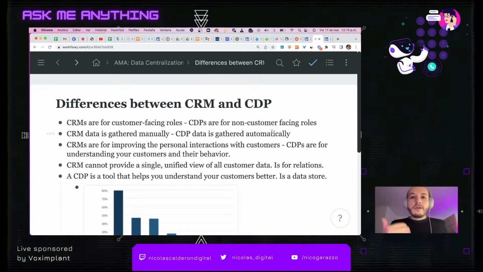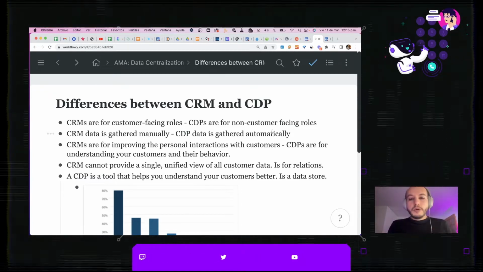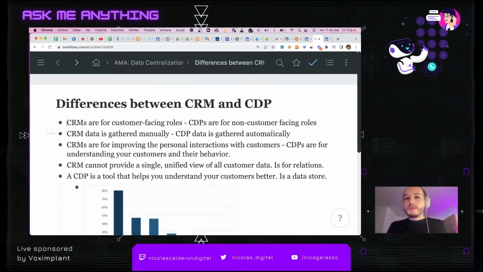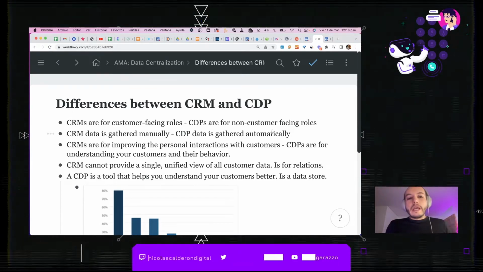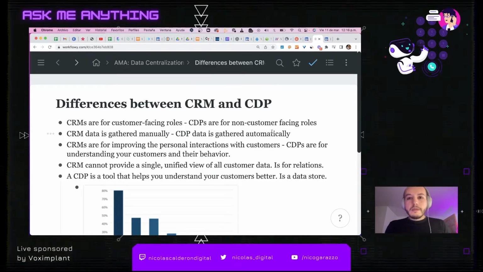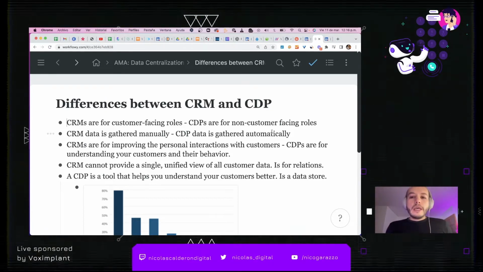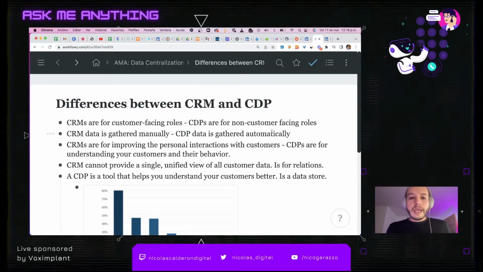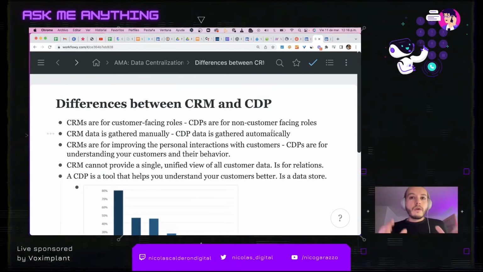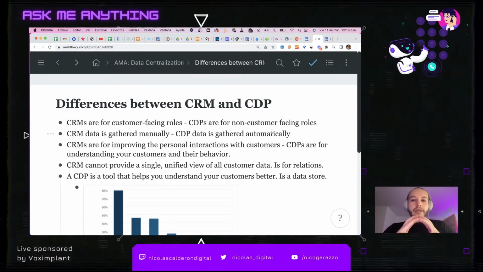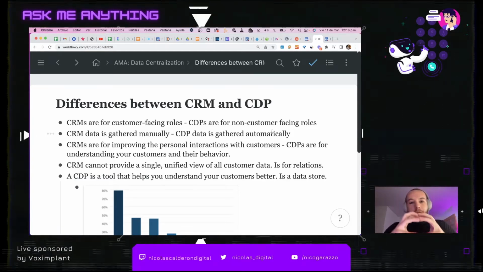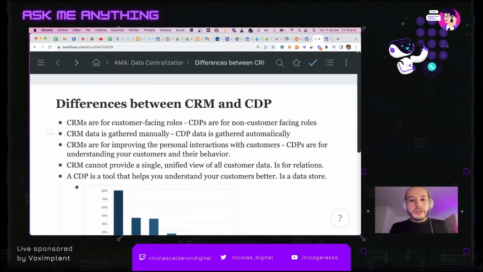CRM data is gathered manually. A new customer comes in from marketing, they want a quote, they want to use this for their business, and then your salesperson or the support agent adds this person into the CRM database. In the CDP, the data is gathered automatically, and the CRM is just one data source for the CDP. Okay, so we have a centralization of the data of every customer in the CDP. We are going to talk later about where that actually happens.